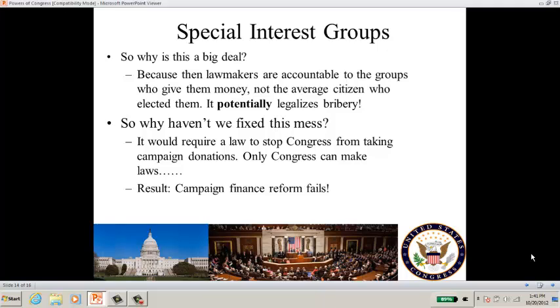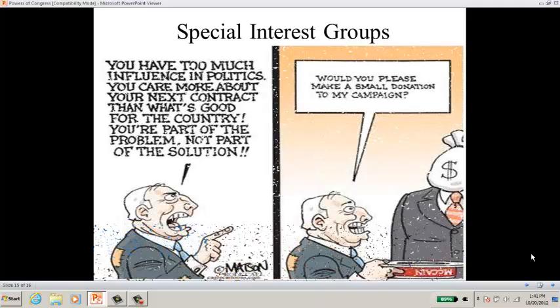And to close out, let me just show you two quick cartoons here. This first cartoon, the man on the left says, you have too much influence in politics, you care more about your next contract than what's good for the country. You're part of the problem, not part of the solution. Apparently, he's talking to a special interest group, but then look what he does. Would you please make a small donation to my campaign? Prime example of why Congress has not acted on campaign finance reform.